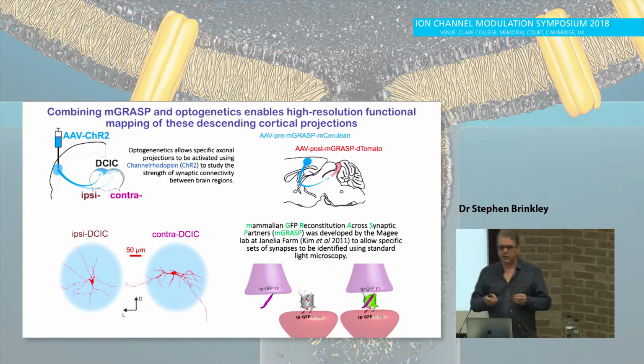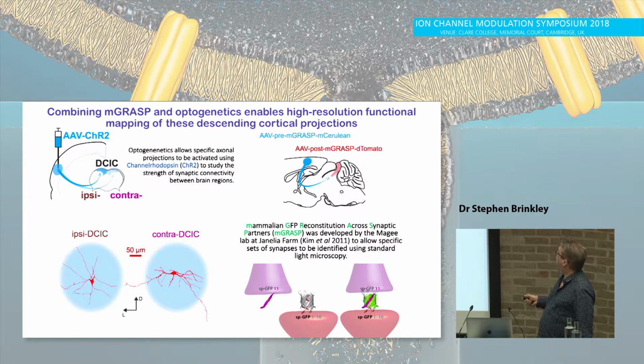But the one I want to talk to you about most today is this. It's the mammalian GFP reconstitution across synaptic partners, MGRASP, and how we've combined that with classical optogenetics. I say classical optogenetics now, like it's been around forever. Okay, so this was developed by the McGee lab at Janelia Farm. We're working with Ginny Kim, who's now in South Korea, on this for the prefrontal cortex data, which I'm not going to be able to talk to today.